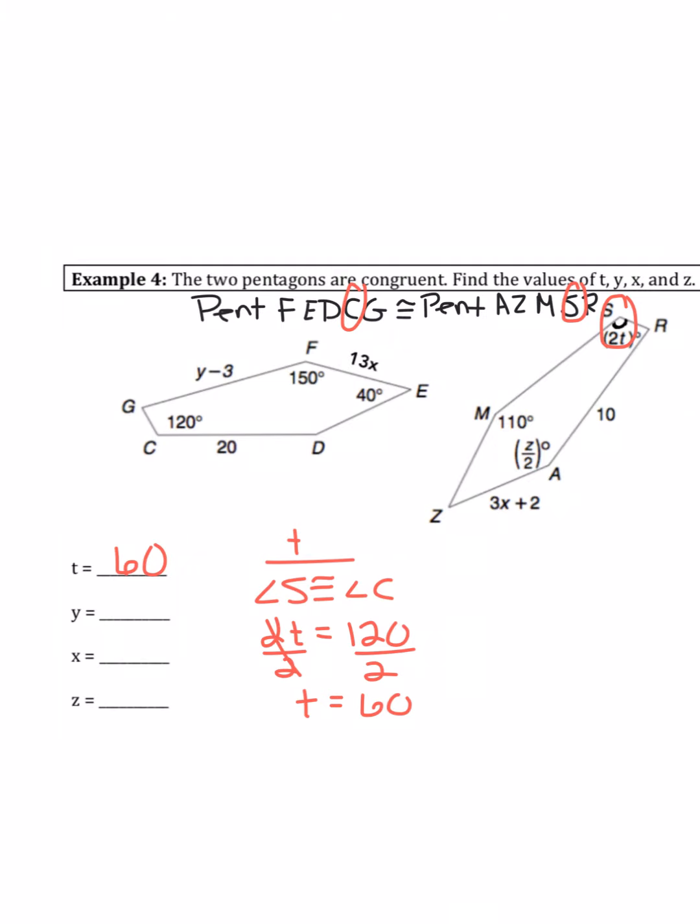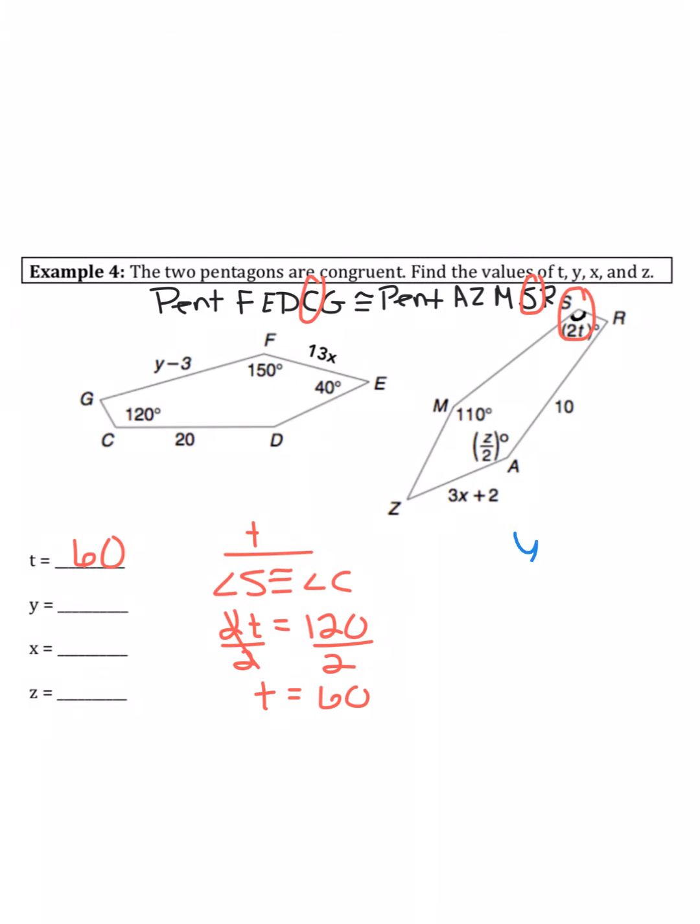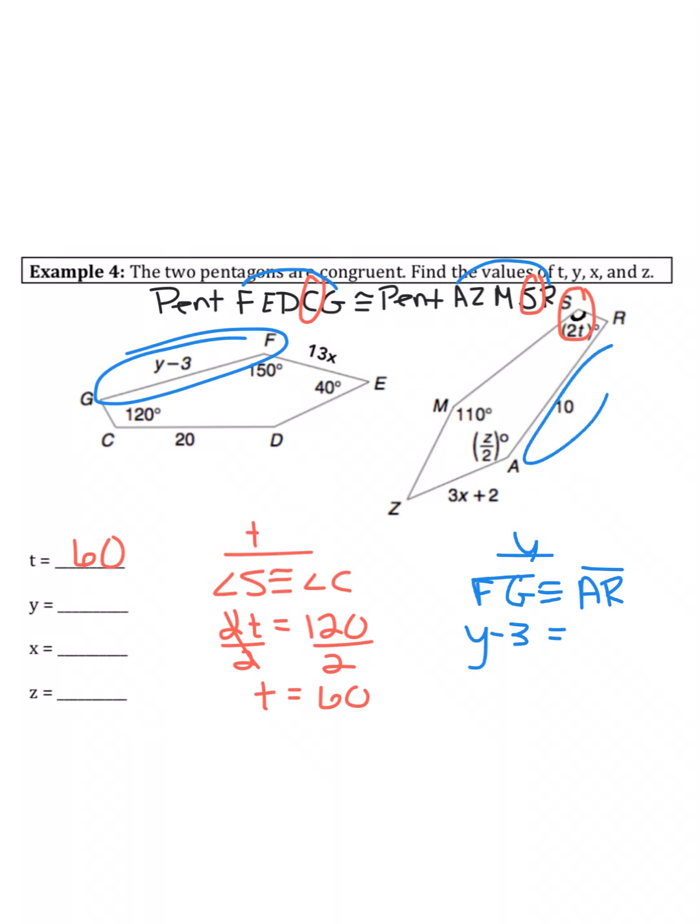All right, next we're going to look for little y. For little y, we can start by seeing that it's located at this segment right here, which is FG. Notice that FG is the first and last letter. So segment FG is congruent to segment AR. FG measured y minus 3, so that'll equal AR's measure right here, which is 10. So I would just add 3 onto both sides, and I end up finding that y is 13.